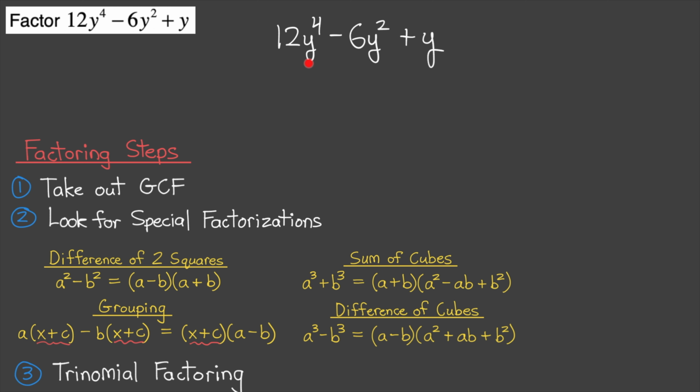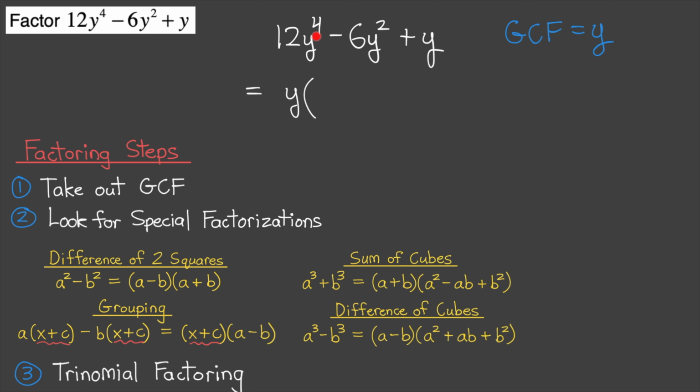Now let's look at the variables. We have a y here, 2 y's, and 4 y's. Because they each have a y in common, we can take out just one y. So our GCF is just y. Let's go ahead and take that y out, and that's going to reduce the exponent on each of these terms by 1.